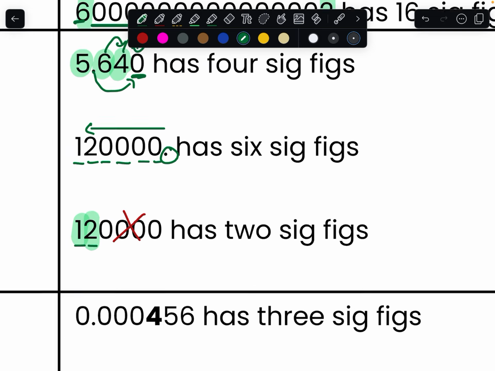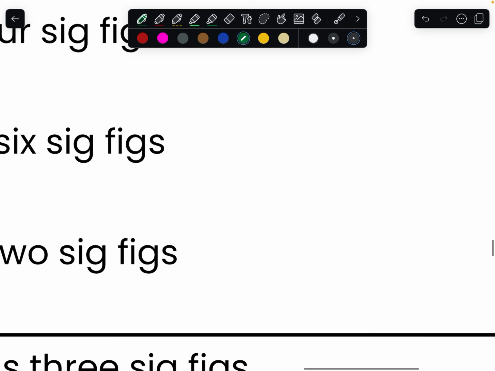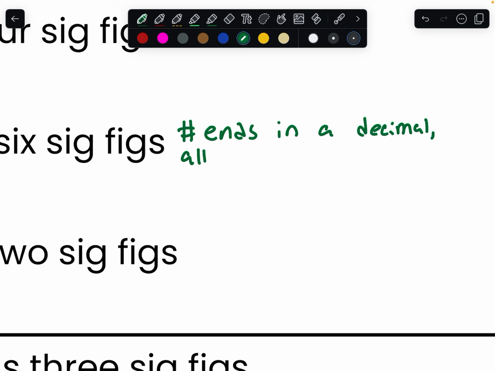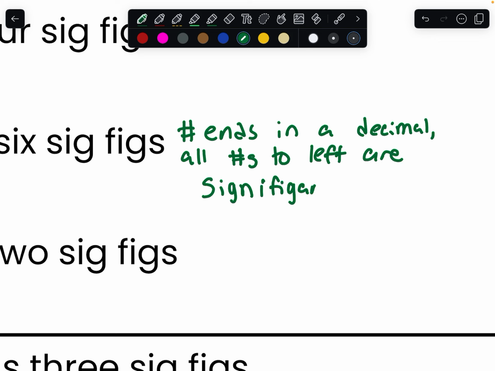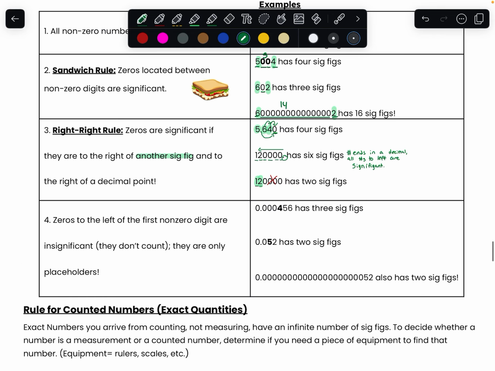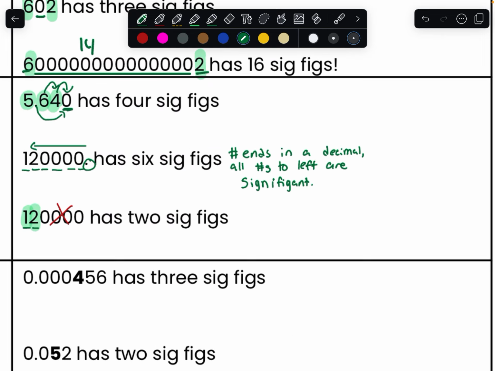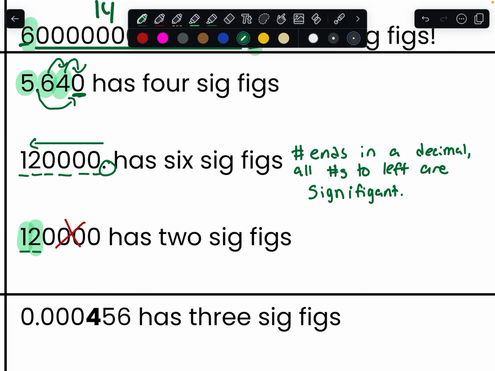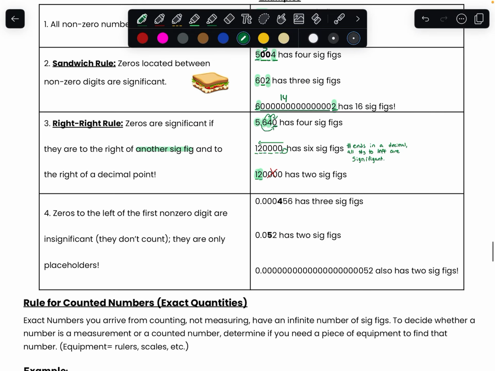This is what I call the mic drop of chemistry. If you are to the left of a decimal or your number ends in a decimal, what that means is all numbers, I'm going to go hashtag for numbers, to the left are significant. Okay, so that's the only exception to this rule right here. So if I end a number in a decimal, that means all digits that come to the left of it are significant themselves as well.